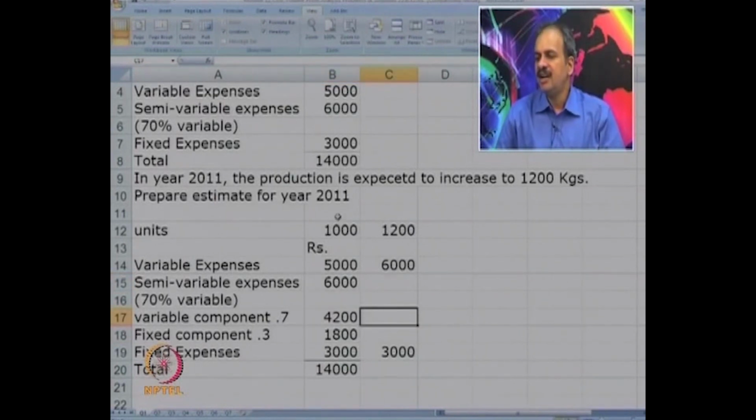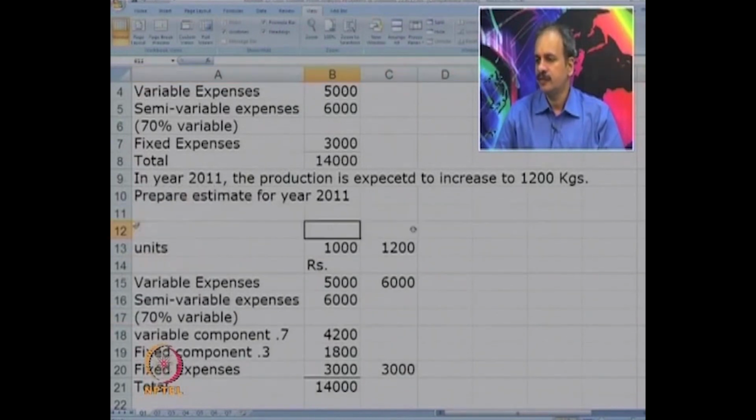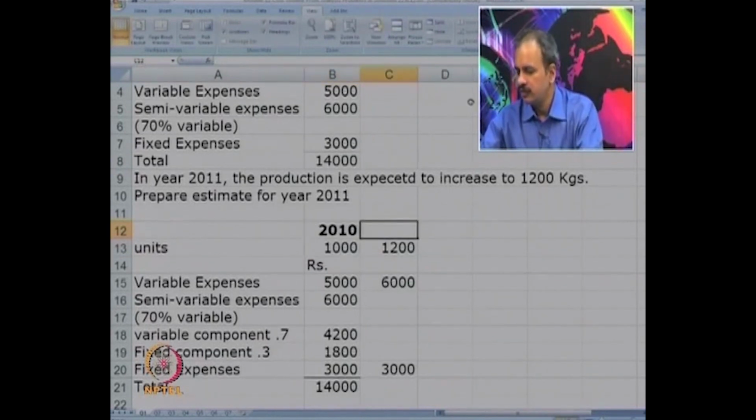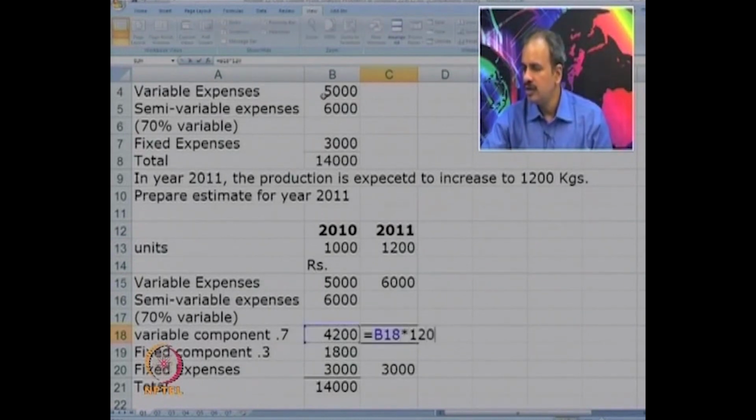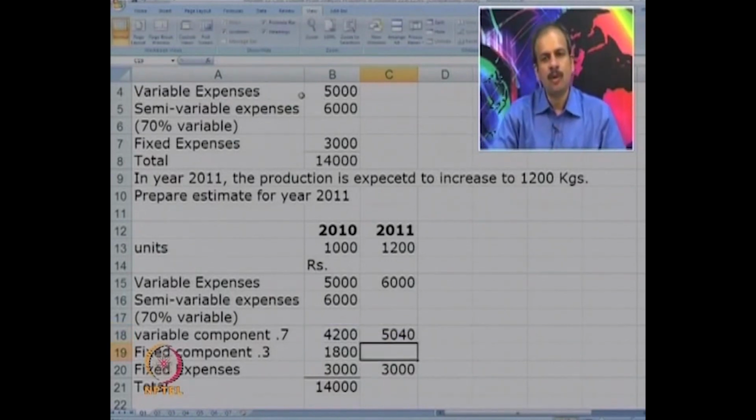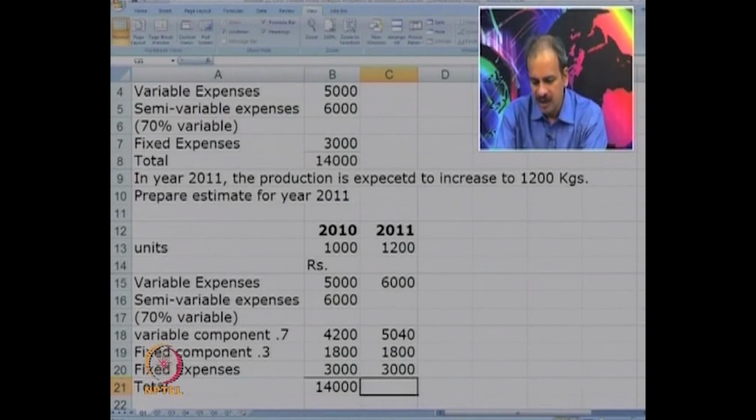So in year 2011, for which we are doing the calculation, see this is 2010, that is last year. We are trying to calculate it for the next year. Now how much will be the variable cost? You know that the total units have increased to 1200 from 1000. So the variable component will also increase to 5040. Fixed component will remain unchanged. So now all the costs are ready with us. We will try to take the total.